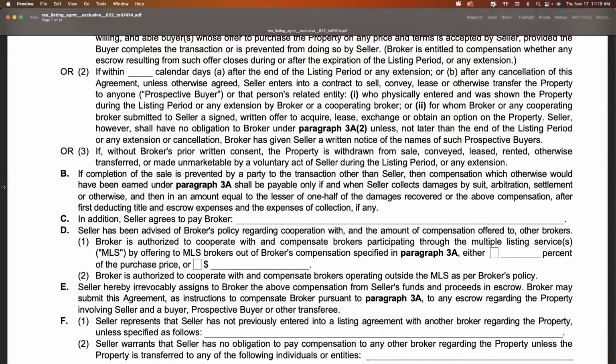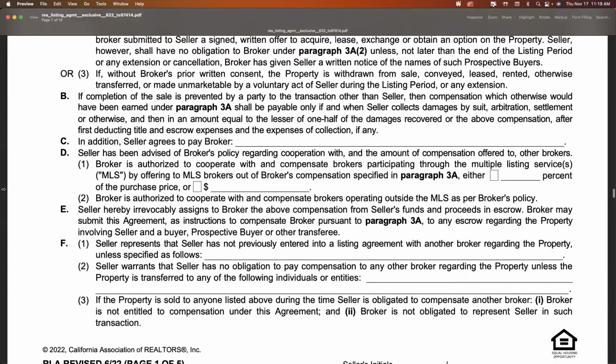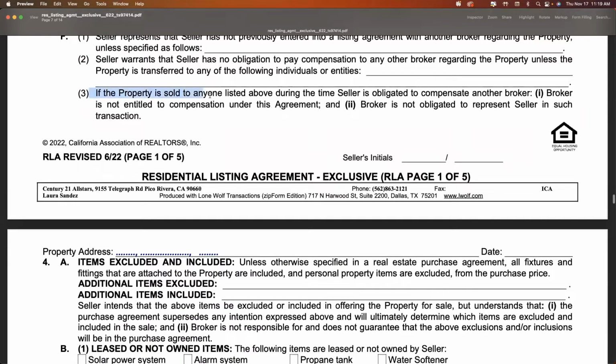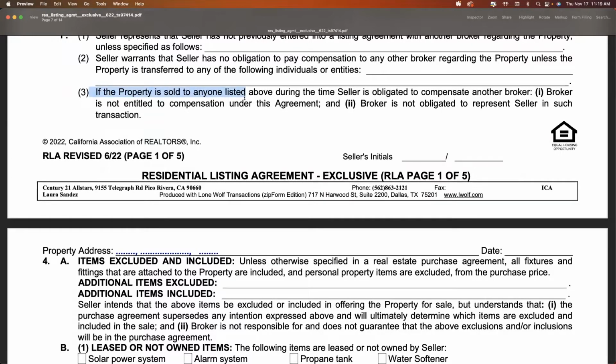You don't have to do it. I'm just saying you could go a step beyond if you really wanted to show that you had explained to people the compensation that was due. Okay. Again, at the bottom of this, it says if the property is sold to anyone listed above during the time seller is obligated to compensate another broker, broker is not entitled to compensation under this agreement, and broker is not obligated to represent the seller.